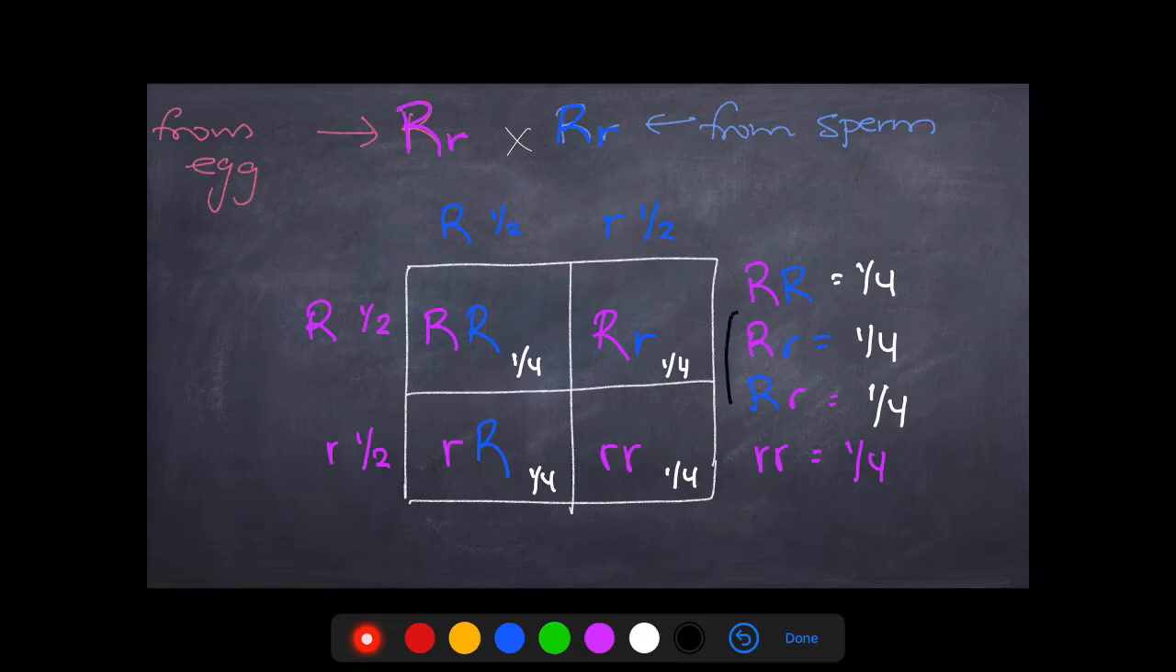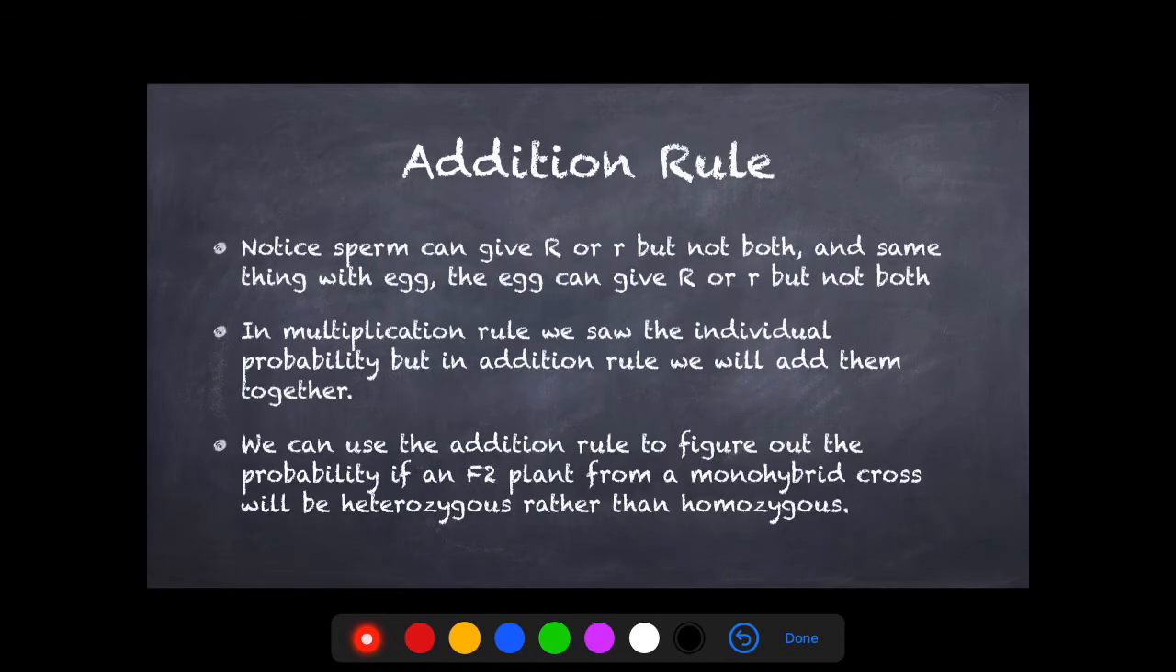Okay, so now we can further simplify this and say that these two are pretty much the same thing, right? They're both capital R, little r. Even though they're coming from different gametes, the blue is from the sperm and the pink is from the egg, we can still simplify that and say that the probability of getting big R, little r is 1/2. So to further simplify, you can say RR probability would be 1/4, big R, little r is 1/2, and then little r, little r is 1/4.